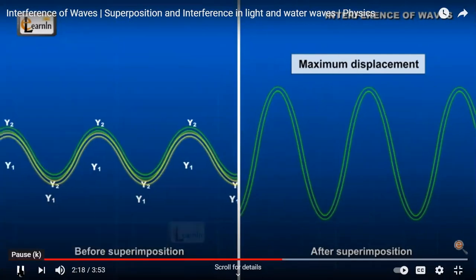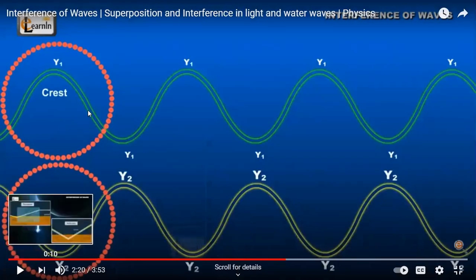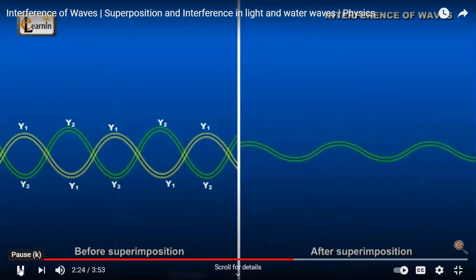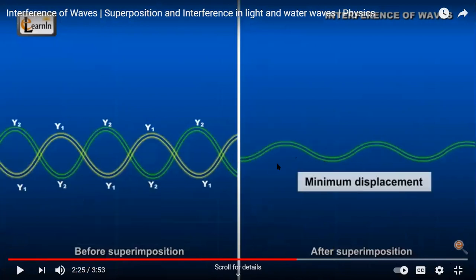In the second case, y1 is a crest point, that is maximum positive direction displacement, and y2 is in the negative direction, a trough point. When these two are overlapping with each other, then the displacement will be minimum. When one is a crest point and the other one is a trough point, the superposition results in a minimum displacement. Okay.